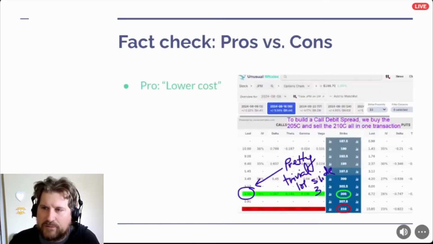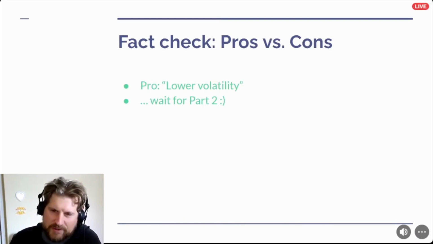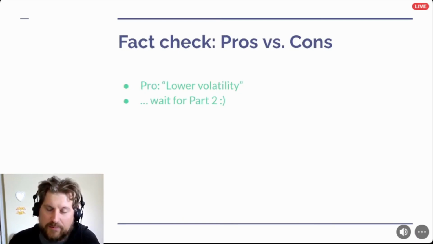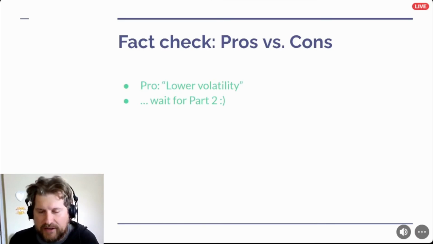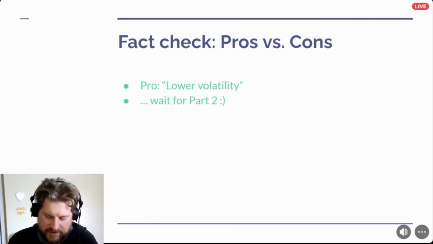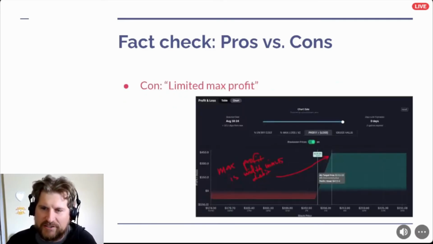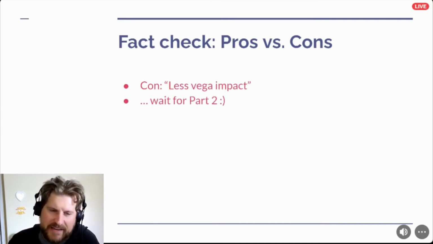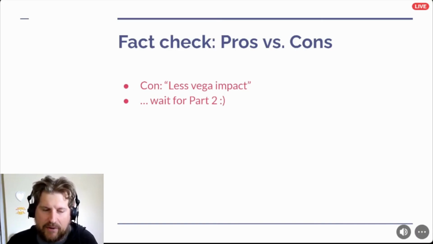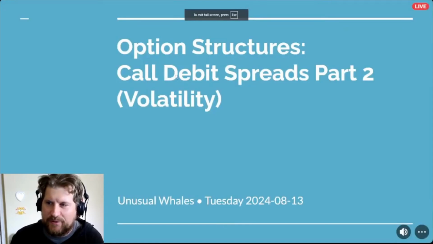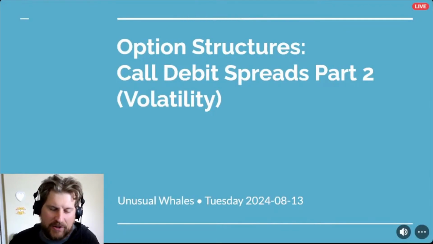And so last week I said one of the pros is that a call debit spread has lower volatility with respect to price. It also has lower volatility with respect to implied volatility, and we'll talk about that as well. That's what today's presentation is going to be about. There's less Vega impact, which is directly related to implied volatility and how implied volatility can change the value of an option contract. Let's go through part 2, volatility specific concerns with a call debit spread.